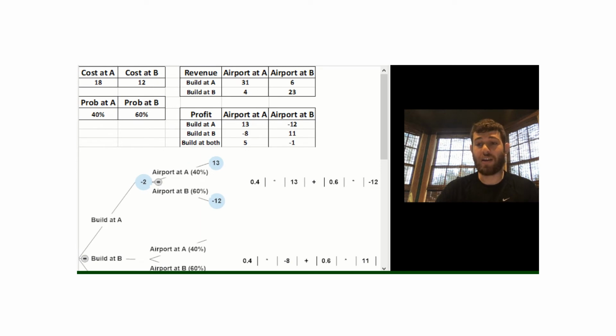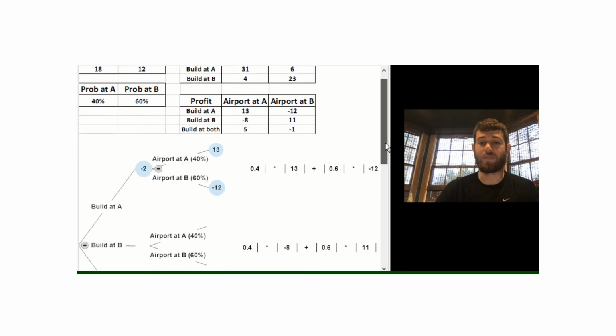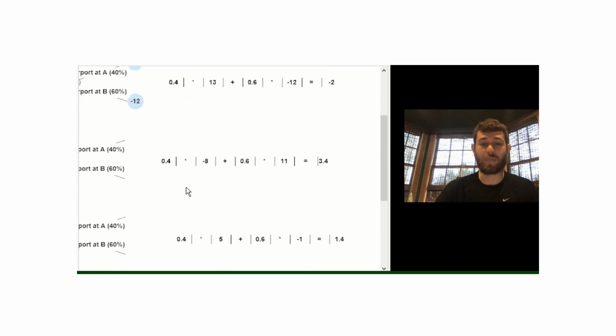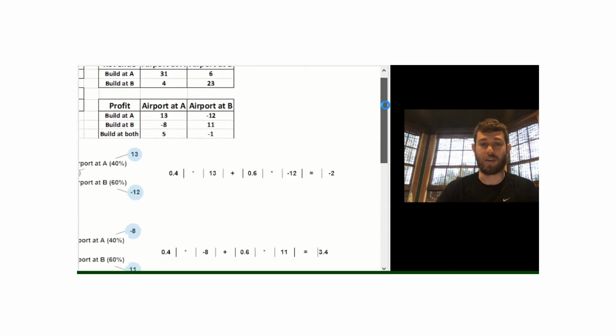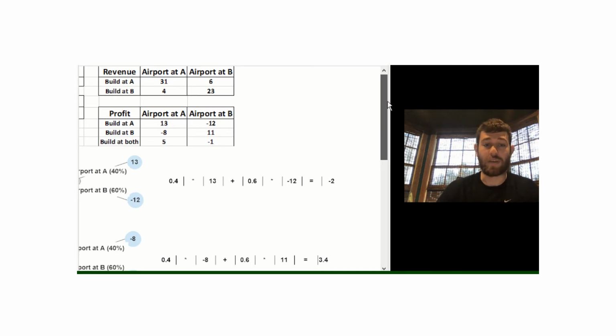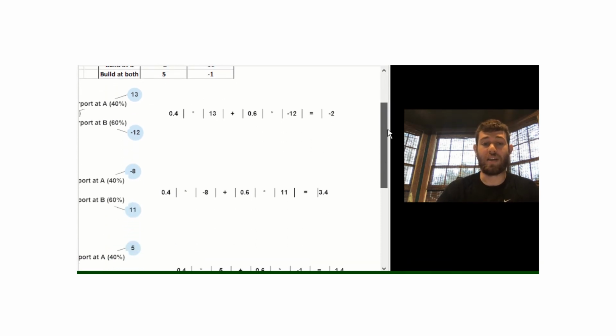So our expected outcome if we build at A is -2. Now, we'll do the same thing for if we build at B. So again, building at A is a 0.4 chance. So these numbers, -8 and 11, come from our table up here. We have -8 million loss if we build at B and it's at A. And we have 11 million profit if we build at B and it's at B.